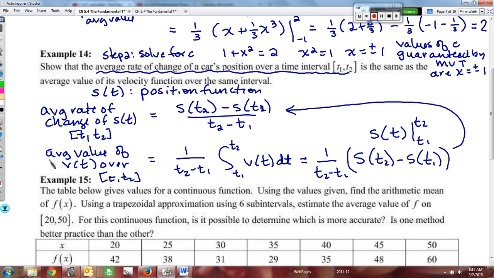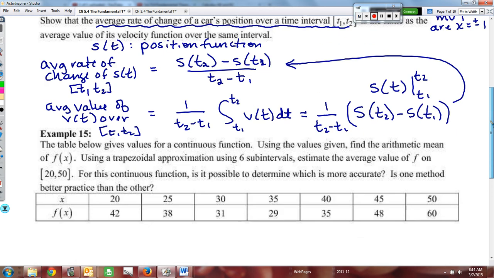So knowing that these two things are equal is going to be an important point. And like I said, how do I know whether I want to calculate the average of the velocity function by doing this formula or using this formula? Depends on what you're given. If I know the position function, I do this. If I know the velocity function, I would do this.